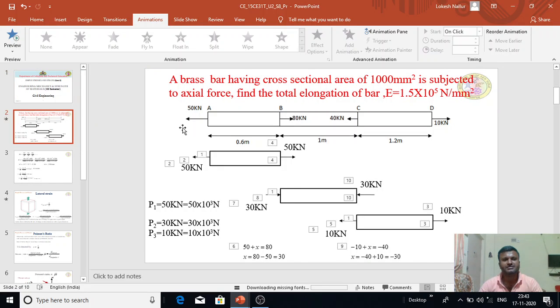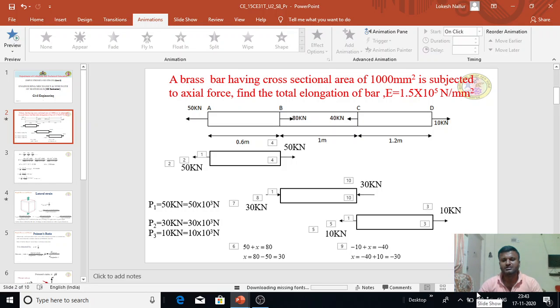I'll read out the question. A brass bar having a cross-sectional area of 100 mm square is subjected to axial force. Find the total elongation of the bar. Take E as 1.5 into 10 to the power of 5 Newton per millimeter square. The sketch is given, showing the bar with its cross-section, length and the axial forces acting, as in the diagram.